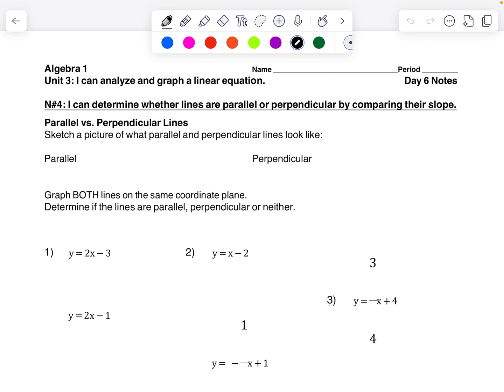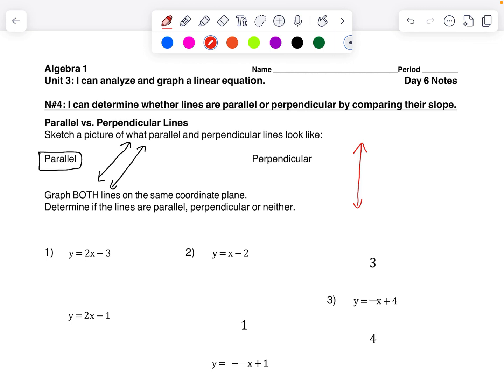Right here where I have parallel, it says sketch a picture of what parallel and perpendicular lines look like. So parallel, here's an example. There's a line. There's a line, right? Those lines are never going to touch. They're going to stay the same distance apart the entire time, even if they extend in opposite directions forever. So that would be an example of parallel.